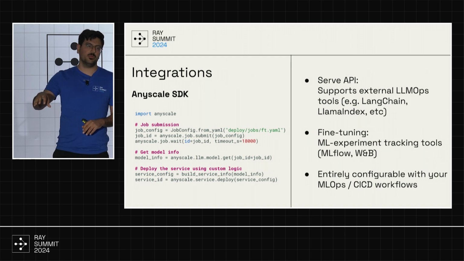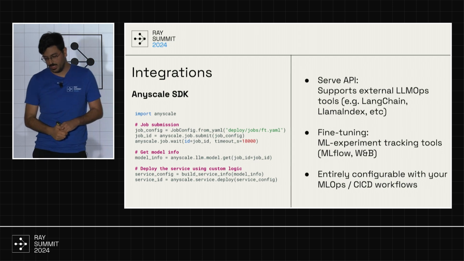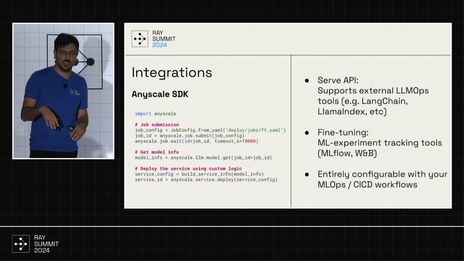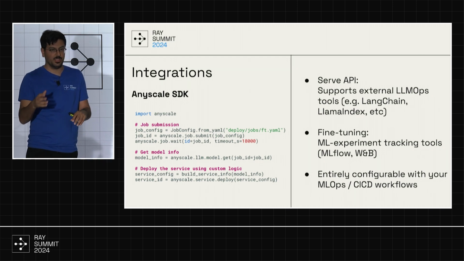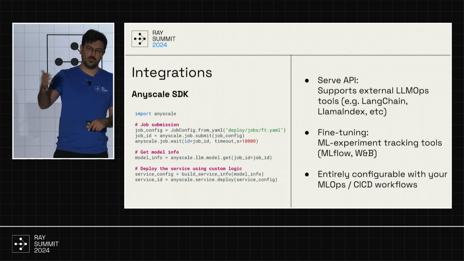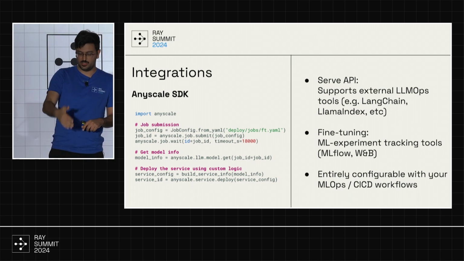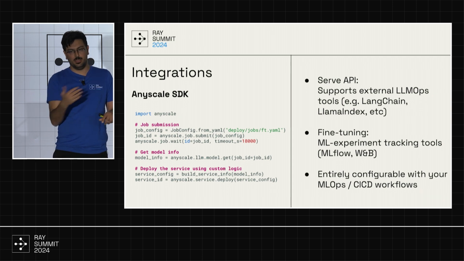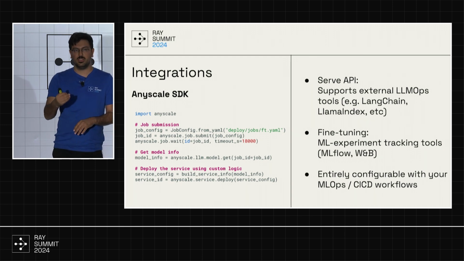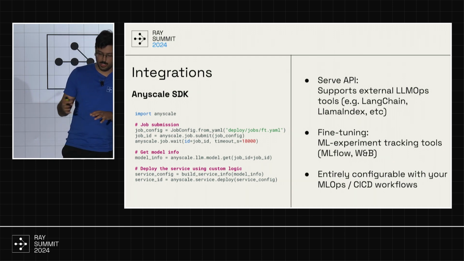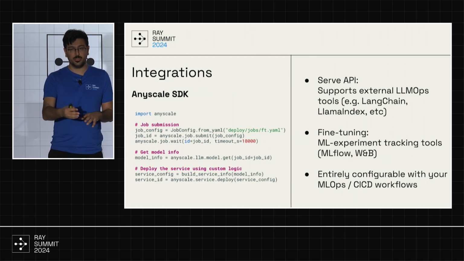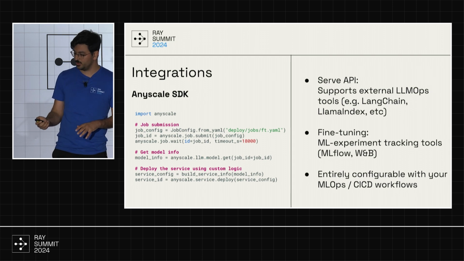This is going to be a drop-in replacement. You don't have to change code or anything like that. On the fine-tuning side, you may have experiment tracking tools like MLflow or Weights & Biases already purchased by your enterprise, so you can readily bring them in and observe your training jobs, their progress, and loss functions, etc. That helps you make design decisions better. And all of these are entirely configurable through your existing CI/CD workflows.